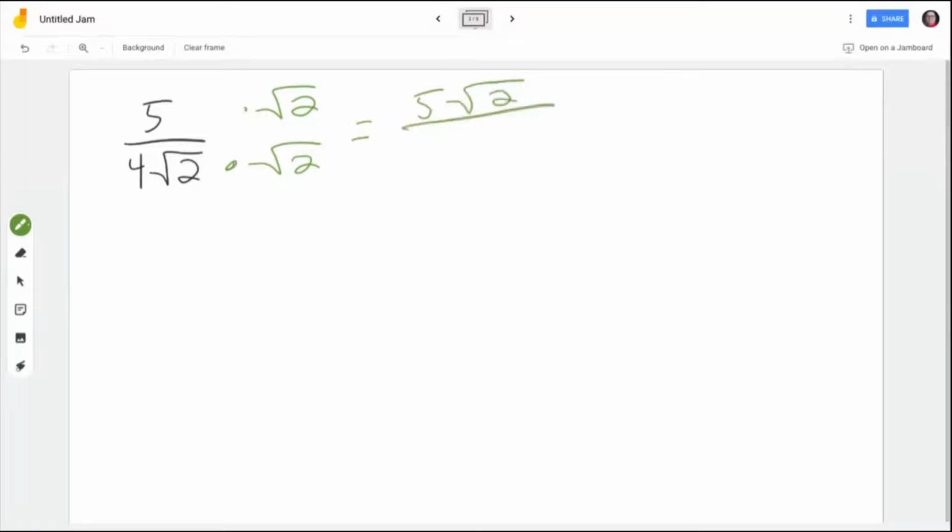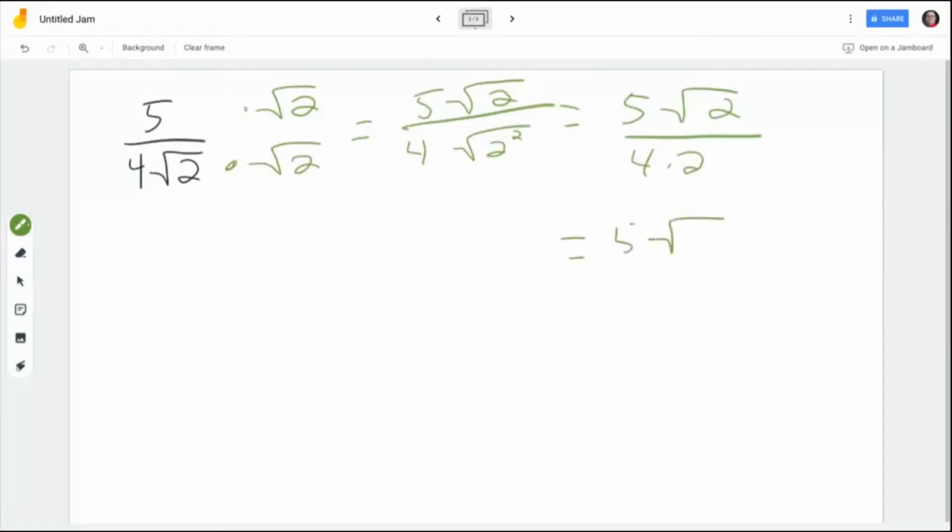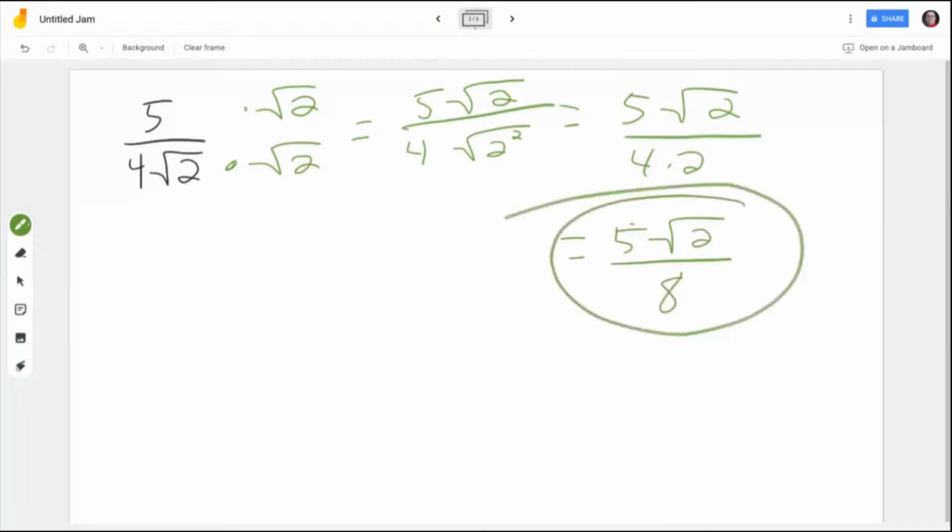divided by 4 times square root 2 squared, which is going to end up being 5 times the square root of 2 divided by 4 times 2. We can do the arithmetic on 4 times 2, so this is going to be 5 times the square root of 2 divided by 8. And that's going to be our rationalized denominator, our equivalent fraction without a radical in the denominator. It's okay that we have a radical in the numerator. That is fine.